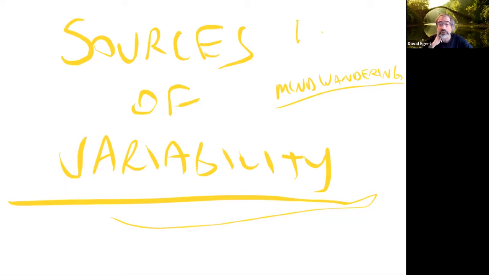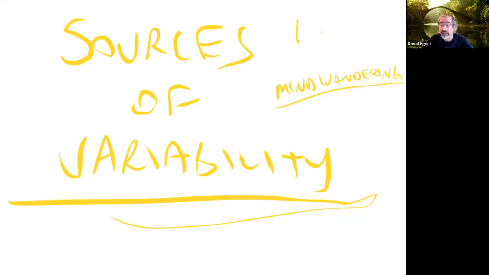What other sources of variability? What about hyperattention, like people that are maybe anxious about getting an electrical stim, that they'll feel something when it's not happening? So that's huge. That's huge. So false positives.